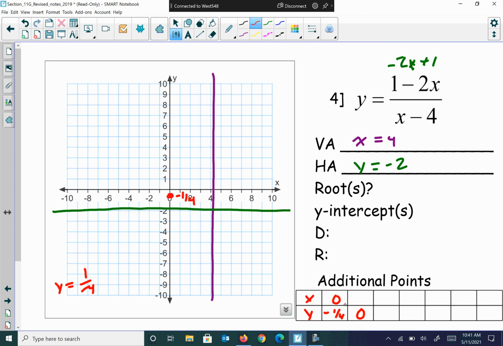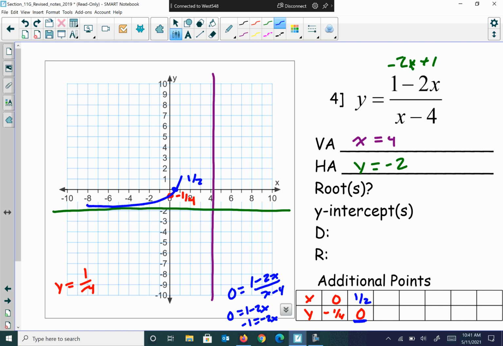And then let's plug 0 in for y. I try nice things and I goof up. All right, I'm going to plug 0 in for our y value. So I get 0 equals 1 minus 2x over x minus 4. Multiply both sides by x minus 4. So 0 times x minus 4 is this. Add 2x, subtract 1, divide by -2. So it looks like 1/2. So 1/2, comma 0 is like here.